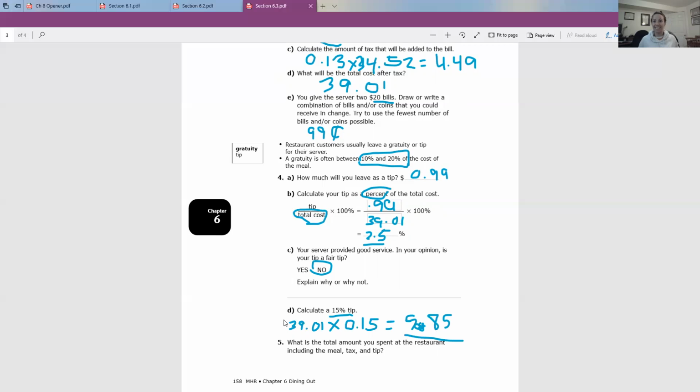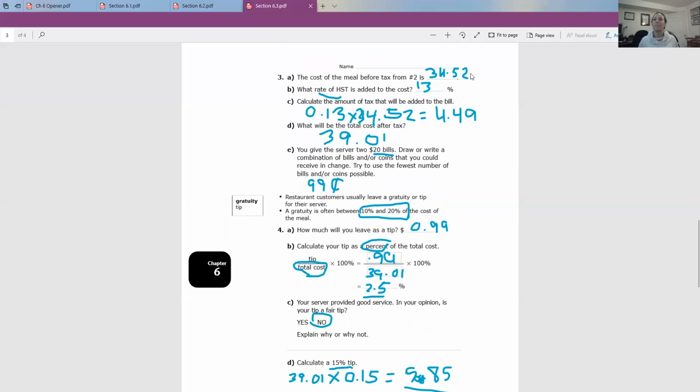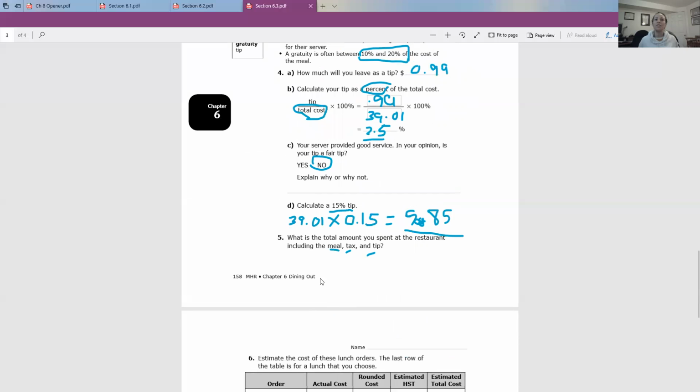I had my taxes to pay for, and I had my actual bill. So what is the total amount you spent at the restaurant, including the meal, the tax, the tip? Okay, the $39.01 is the meal plus the tax. So let's go back up. Okay, my meal is $34.52.